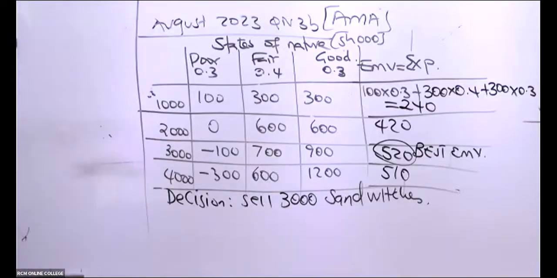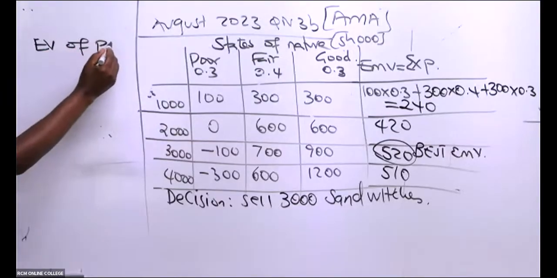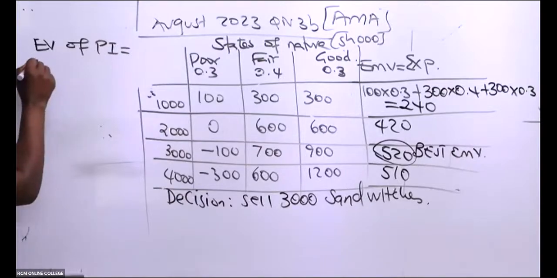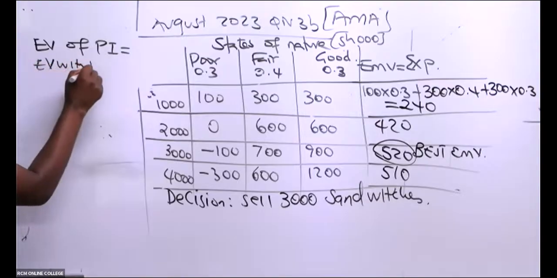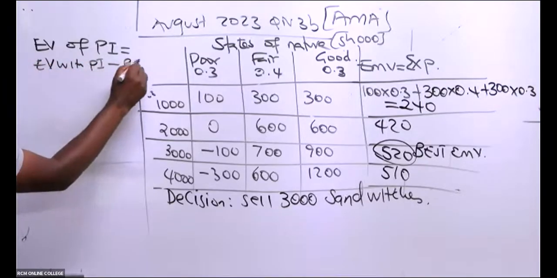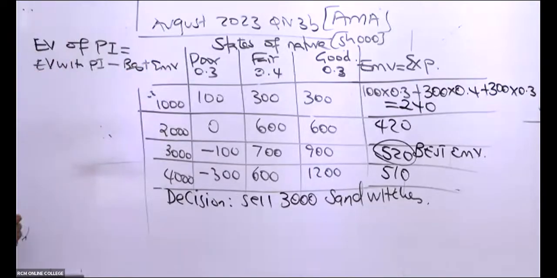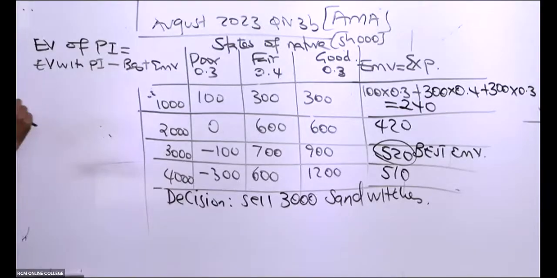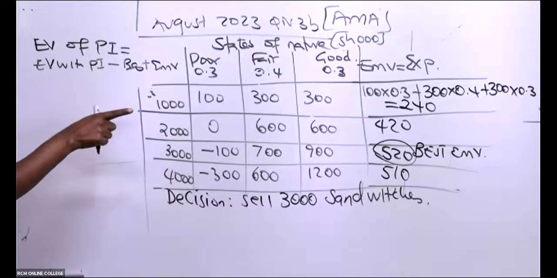So anytime they want us to give them expected value of perfect information, how do we get it? To get this one, we normally take expected value with perfect information minus best EMV. We shall always take expected value with perfect information minus the very best EMV that we have here.